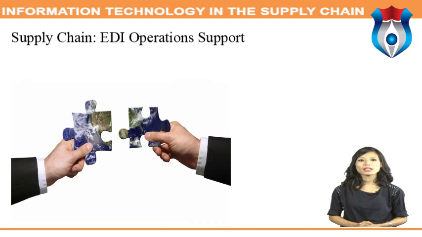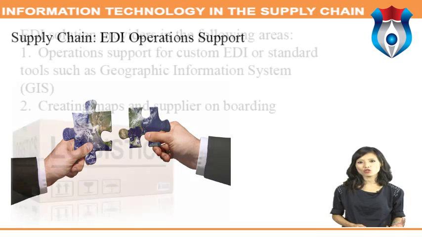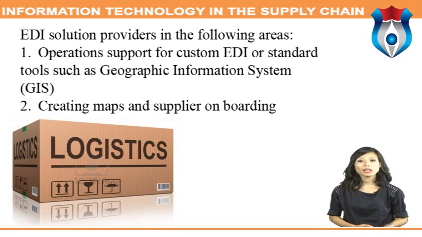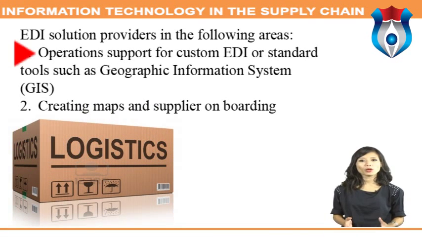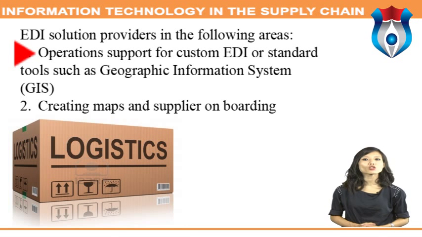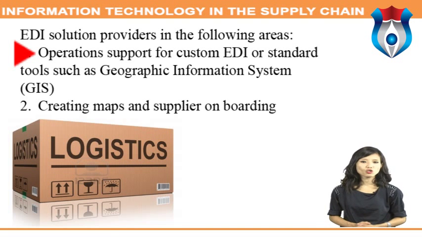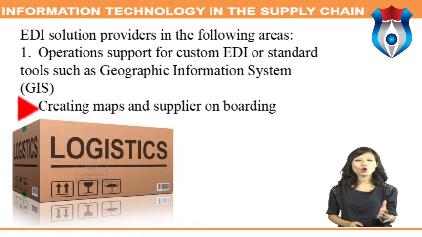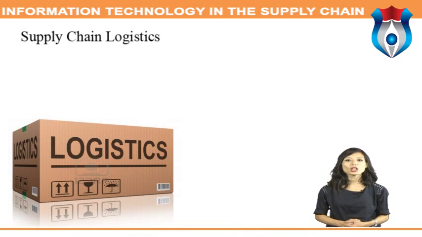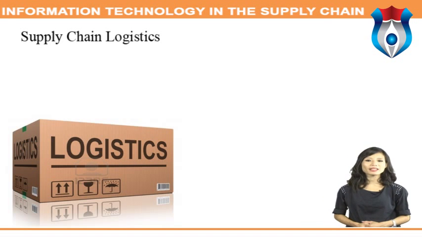Supply chain, EDI, operations support. The EDI operation has become a commodity. However, it still forms a very crucial aspect of supply chain operation. EDI solution providers in the following areas: operation support for custom EDI or standard tools such as Geographic Information System (GIS), creating maps and supplier onboarding. Supply chain logistic, warehouse management system: order management, wave planning, workflow management, and yard and dock management, among others.